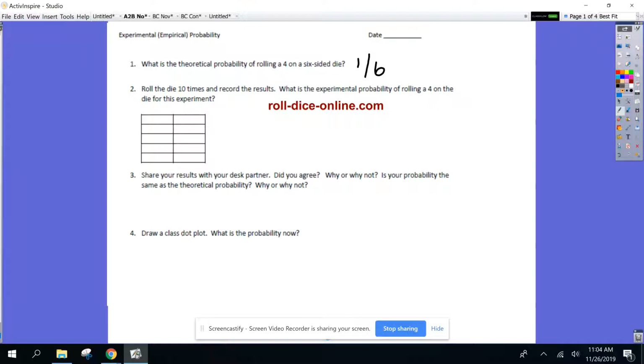All right, now we're going to find that probability of rolling a 4 based on an experiment that you're about to do right now. So everyone, if you could go to a web browser and type in roll-dice-online.com. And again, I don't have 20 plus dice to give everyone to do this. Plus, it goes pretty quick. It's a lot quicker this way.